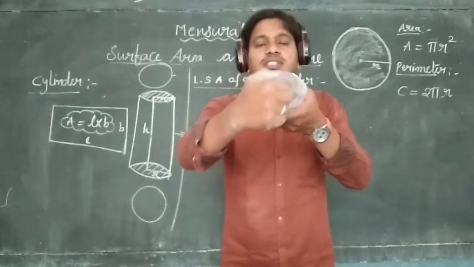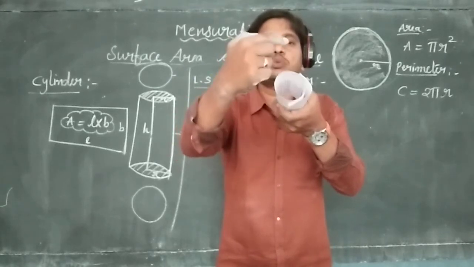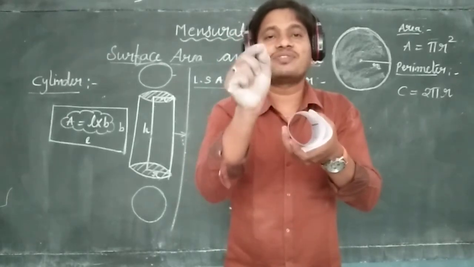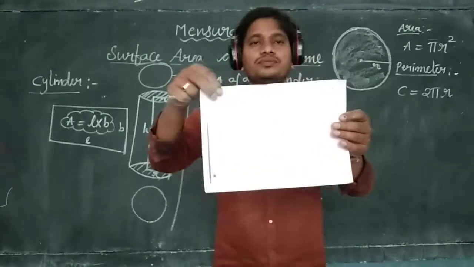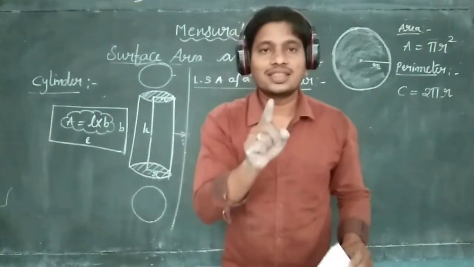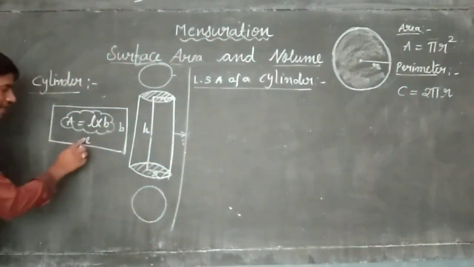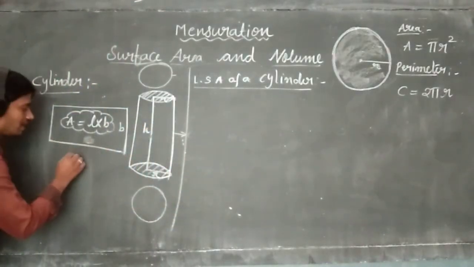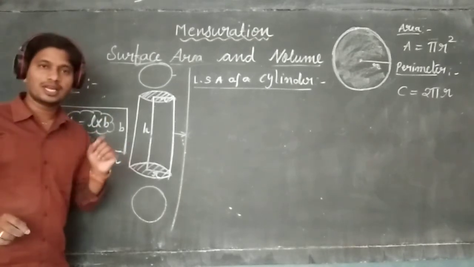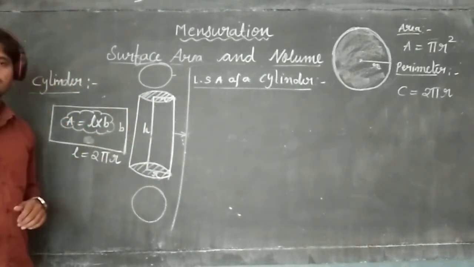See here, this is the circumference of the circle. As we know, the circumference of the circle is 2 pi r, and that circumference will become the length of the rectangle. You can see here, when I was folding, that circumference became the length of the rectangle. Therefore, the length of the rectangle is 2 pi r.